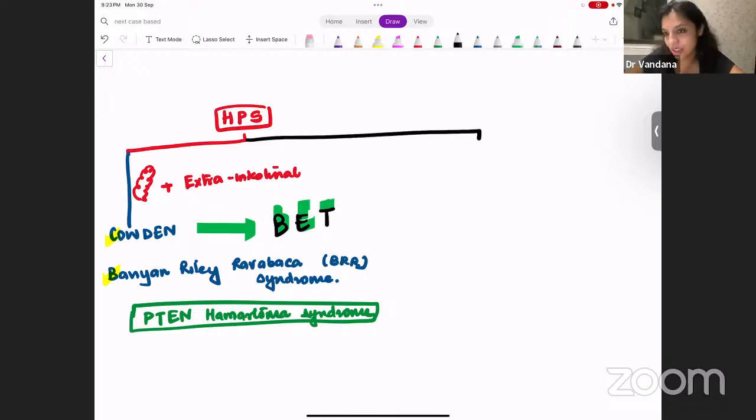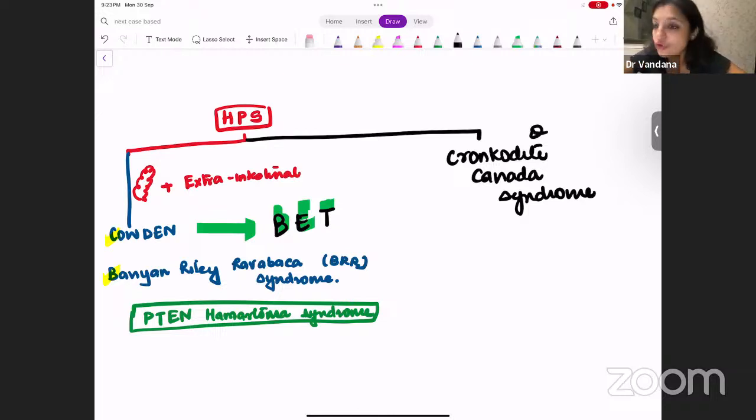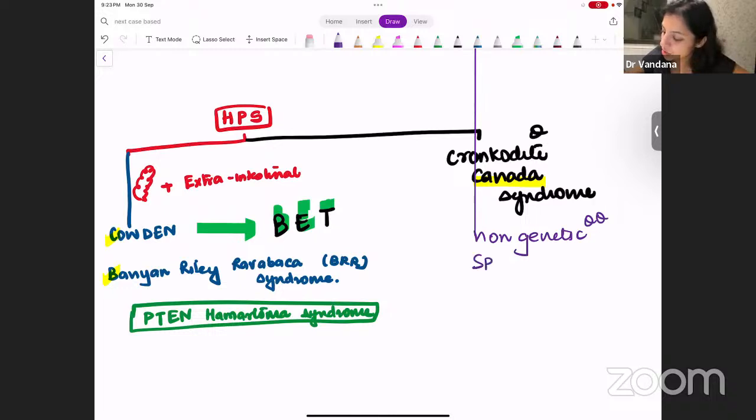The second Hamartomata polyp syndrome is a very interesting one, okay. So this is called Cronkhite-Canada syndrome. It is a story of a doctor who wants to go to Canada, and there is no familial support. This is non-genetic, okay. So there are no strings. There is no gene involved here. So this is a sporadic tumor, a sporadic lesion, okay. There are no genes attached.